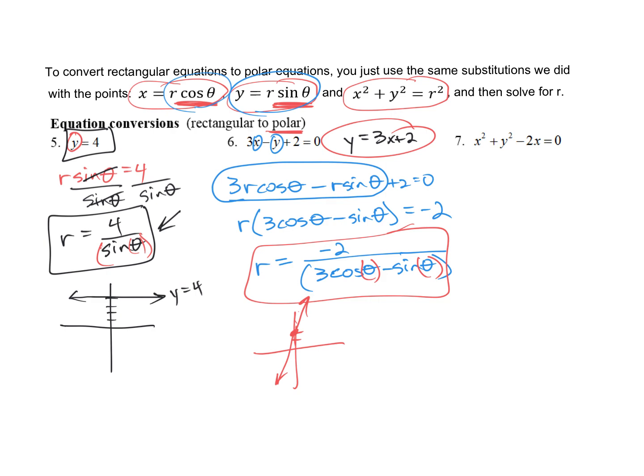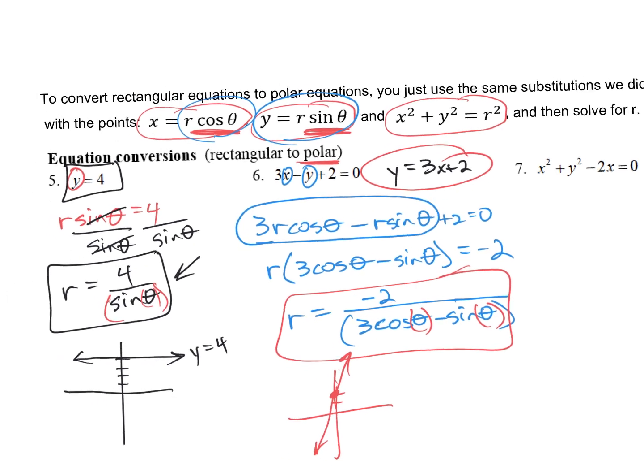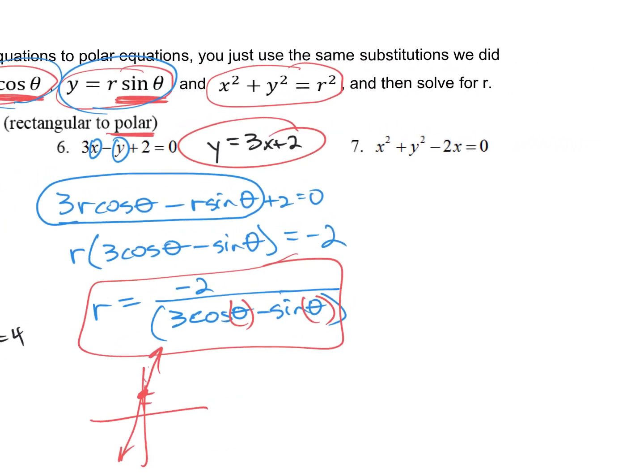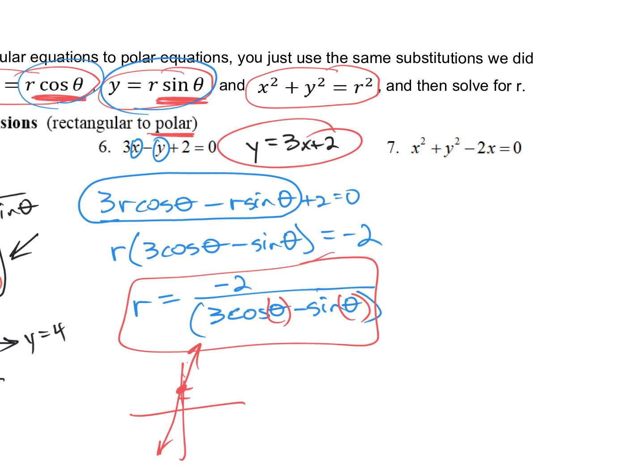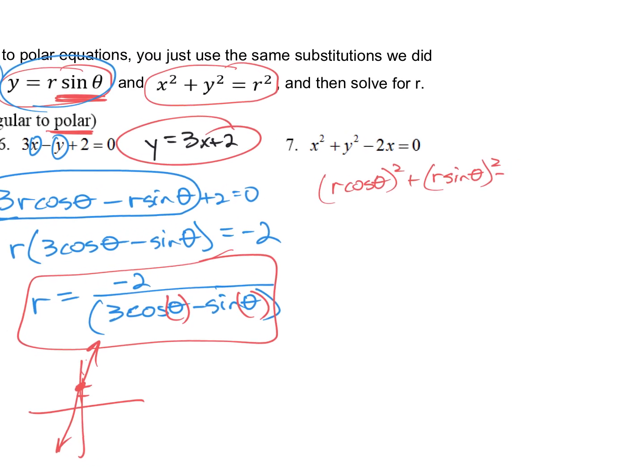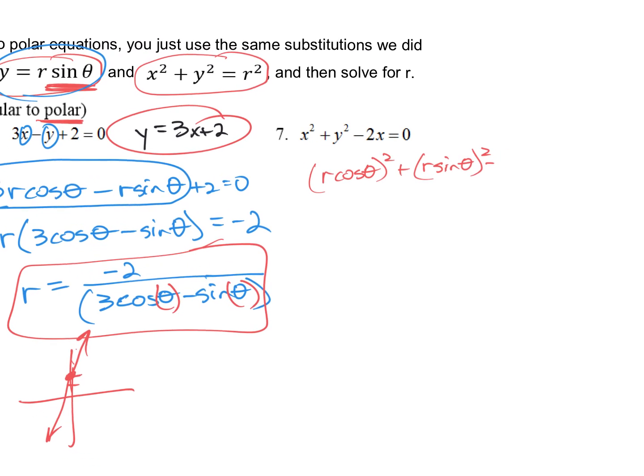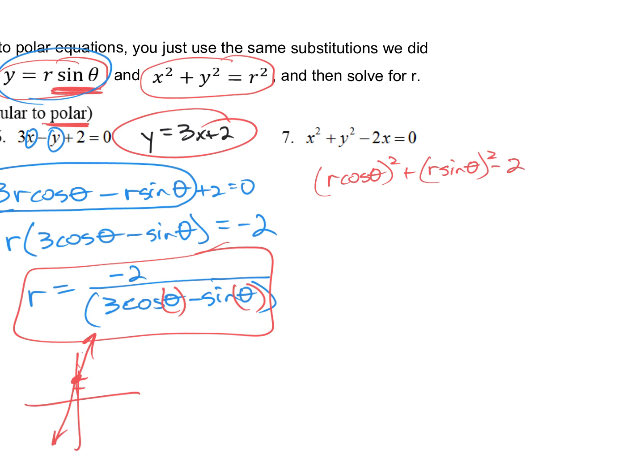So this one, there's a couple ways you could do it. If you were just thinking about what we've been doing, couldn't you just put in for every x and y, r cosine of theta and r sine of theta? So we could do it that way. We could put in here r cosine of theta squared plus r sine of theta squared minus 2 times r cosine of theta equals 0.